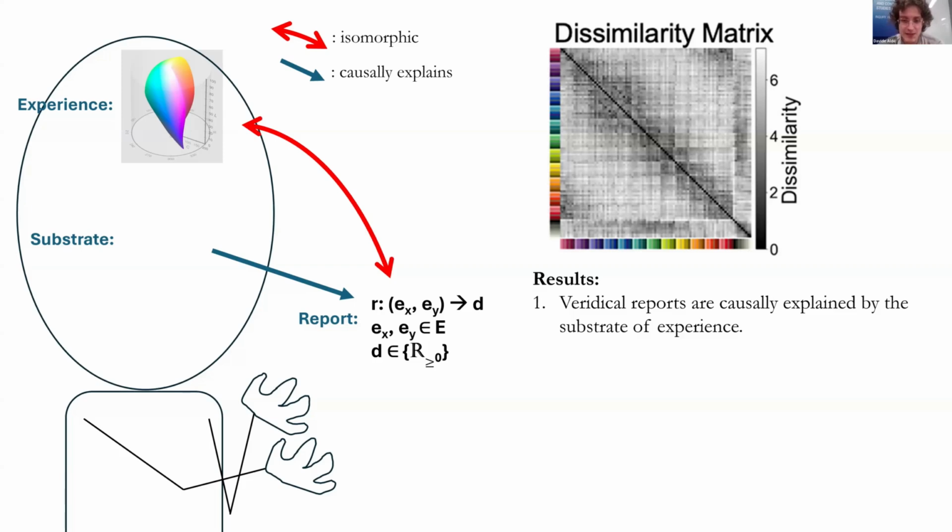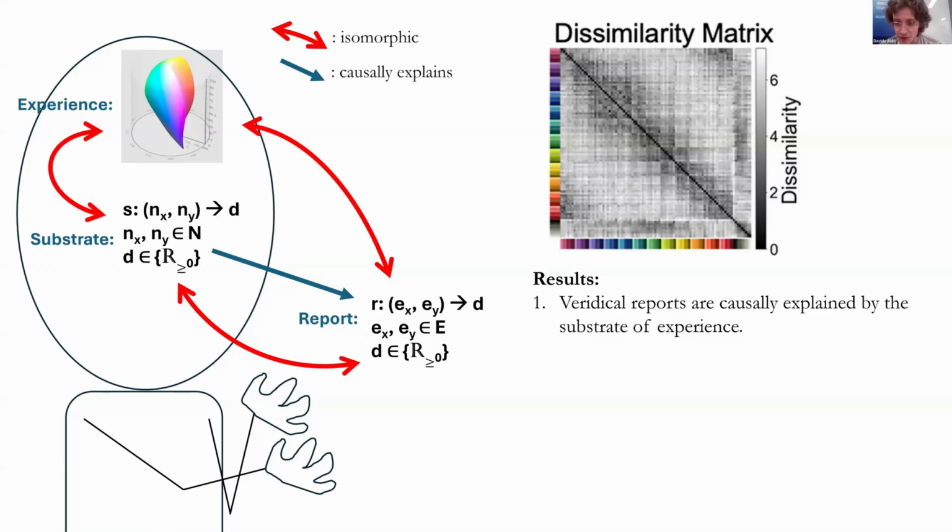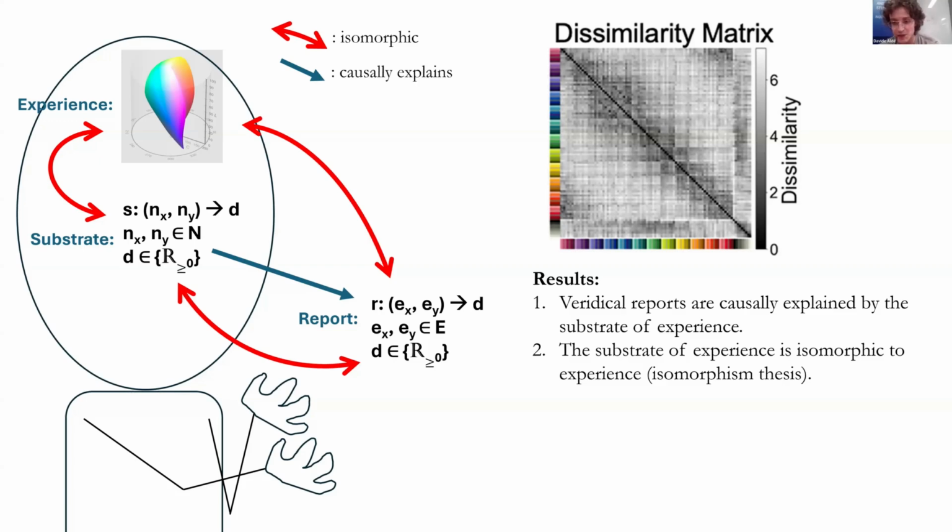The physical substrate of experience can also be described by a functional structure. And for this structure to explain the report, it must be isomorphic to the functional structure that describes the report. We now have that experience is isomorphic to the report, and the report is isomorphic to the substrate. Then, by transitivity, experience is isomorphic to the substrate. Thus, we have an isomorphism between experience and its substrate, where the substrate consists of the physical realizers of the functional structure that causally explains the report.